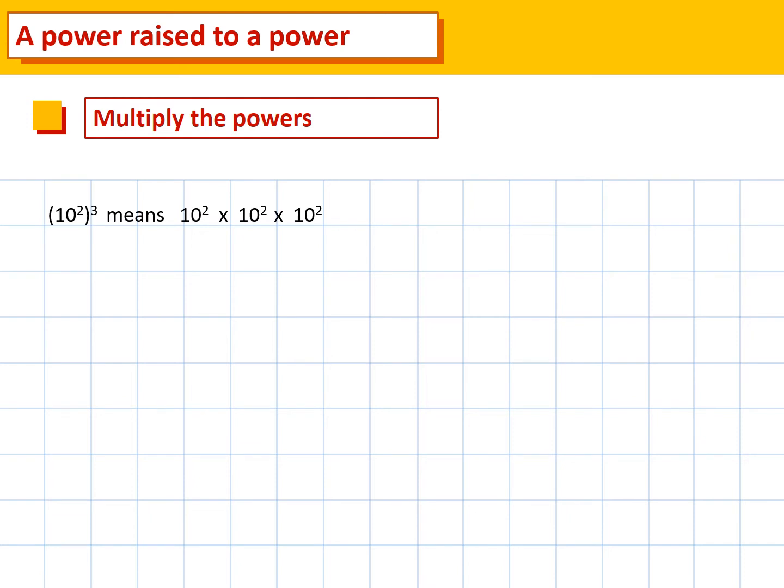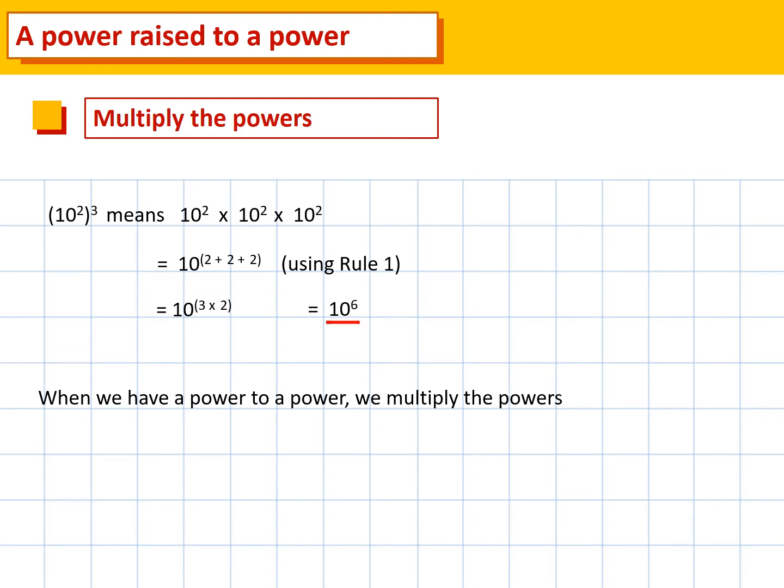10 squared to the power 3 means 10 squared times 10 squared times 10 squared. Using the addition rule, rule 1, that's 3 lots of 2, that's 10 to the power of 6. So once again, we can see that when we have a power raised to a power, we multiply the two powers.